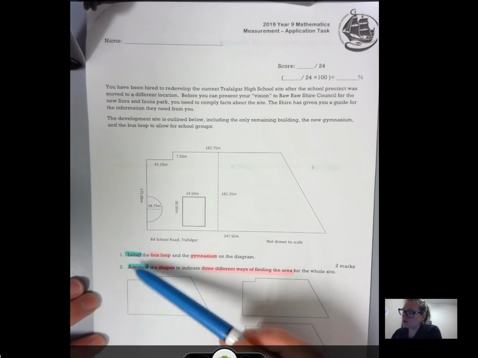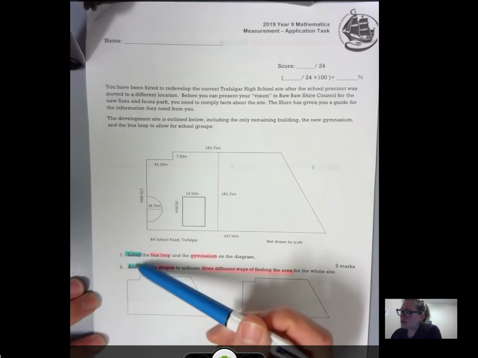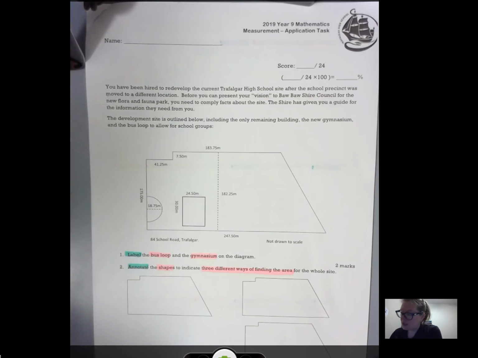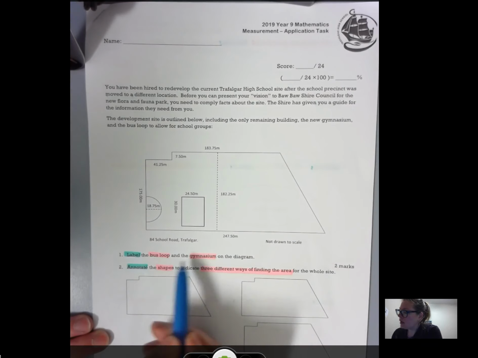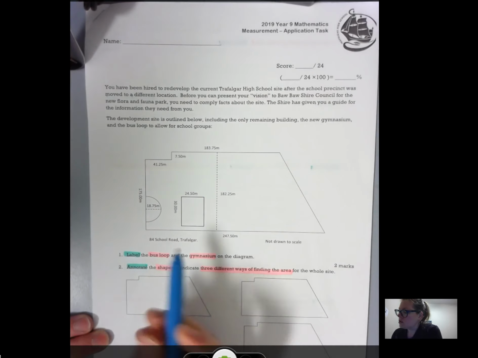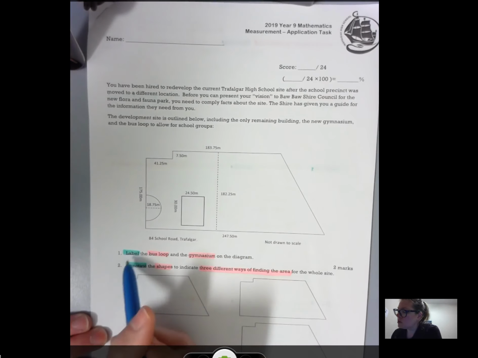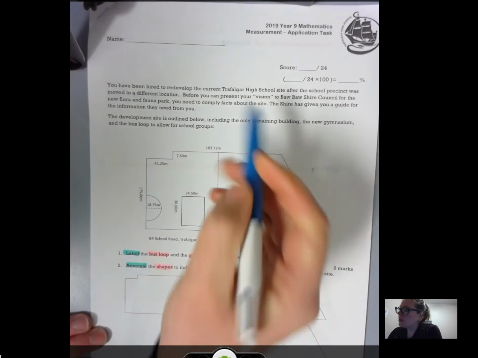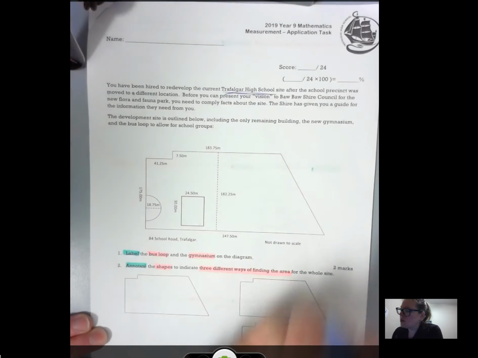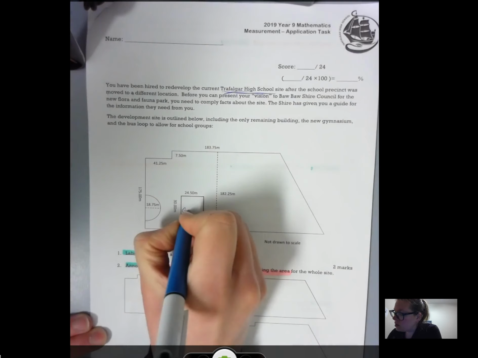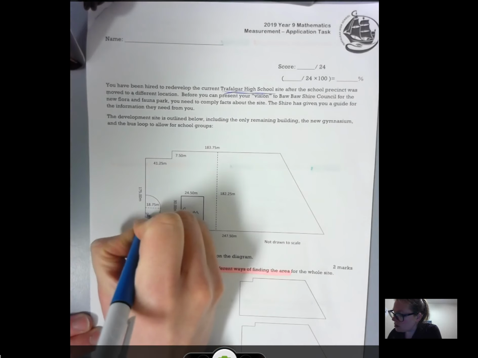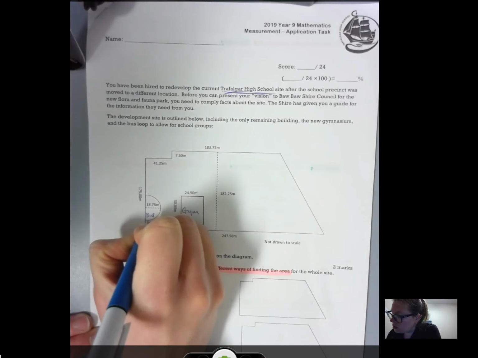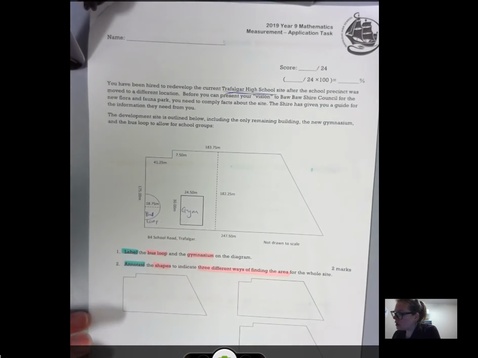I've labeled or highlighted keywords in terms of what it was asking you to do, the action words. For this one, it says label the bus loop and the gymnasium. So understanding that it is the current Trafalgar High School, you would just put the gym and bus loop on the image shown.